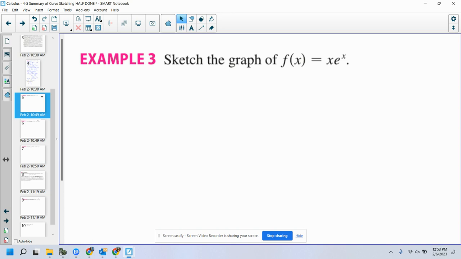So x e to the x. Okay. First thing. What's my domain of this thing? I guess a better question is, is there any restriction on my domain? It's kind of like a product of 2 different types of functions, right? Okay, just y equals x. Is there any restriction on the domain? Nope. What about e to the x? Is there any restriction on the domain?